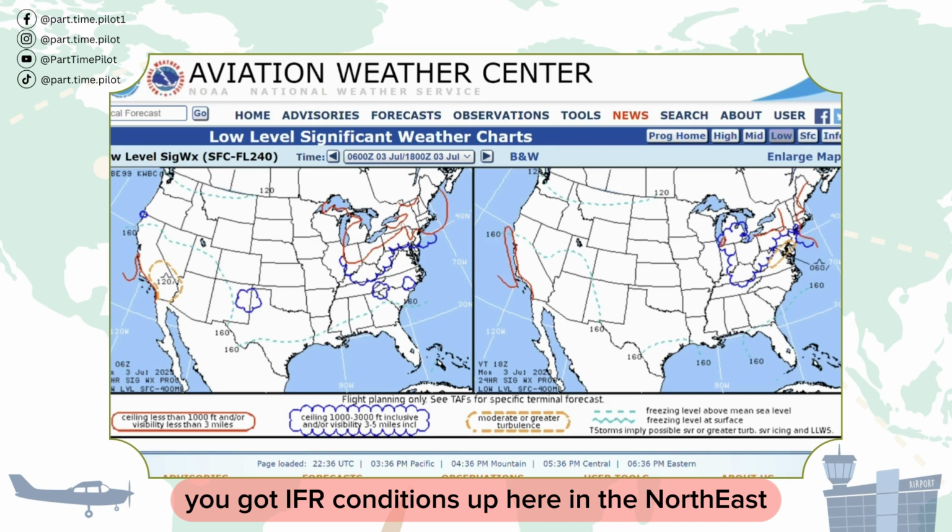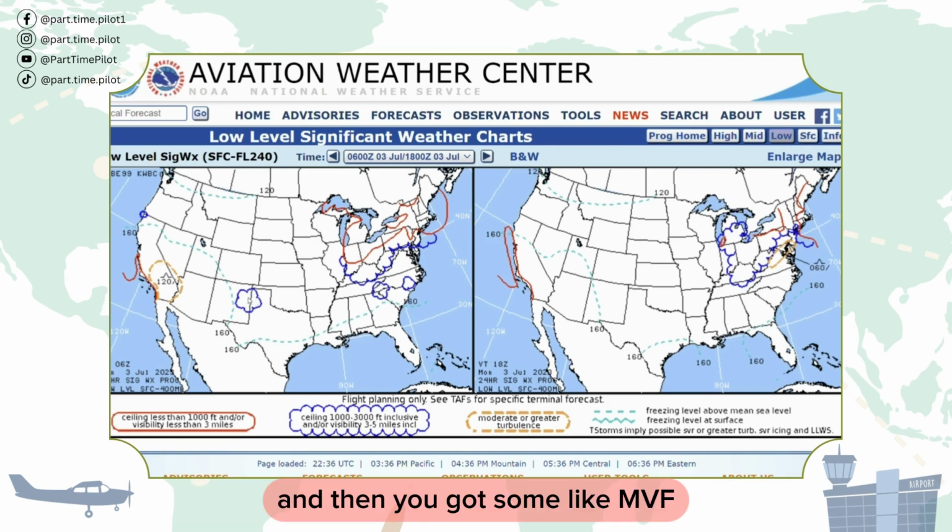You've got IFR conditions up here in the northeast, and then some marginal VFR in between IFR and VFR here, with ceilings between 1,000 and 3,000 feet and visibility between 3 and 5 statute miles. You can even see the freezing level above mean sea level here. I like to use the graphical forecast to see if there's any freezing or icing at my exact altitude. For a short flight this is not very helpful, but if you were taking a longer flight, freezing level at the surface would definitely be something you'd want to pay attention to.